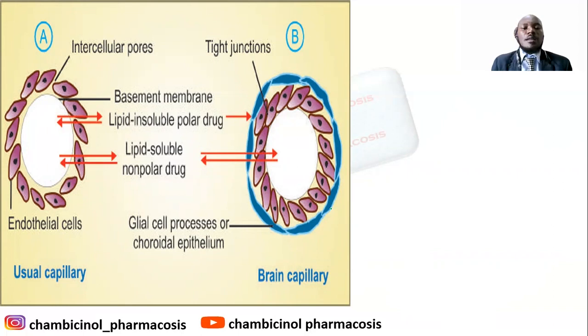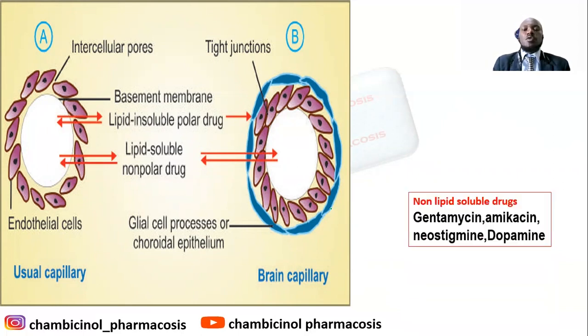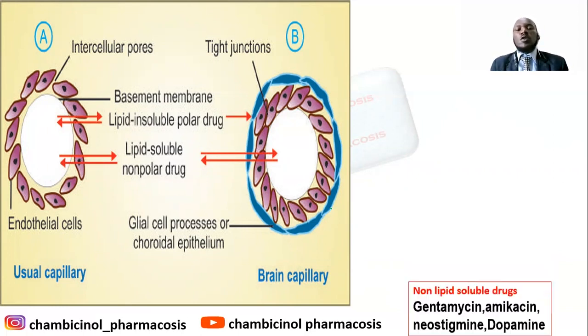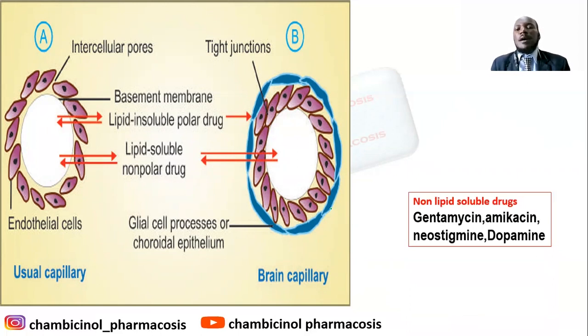It is only the lipid-soluble drug that will be absorbed. So in this case, those water-soluble drugs, including gentamicin, amikacin, neomycin, and dopamine, will not be able to pass through the blood-brain barrier, for the reason that there is no paracellular space between one cell and another because of the existence of the tight junction, which will restrict the passage of these drugs. There is also the addition of the glial cells or oligodendrocytes that restrict the absorption of the drug.